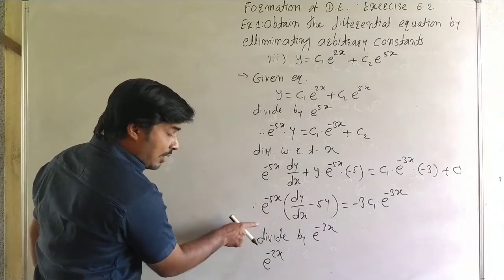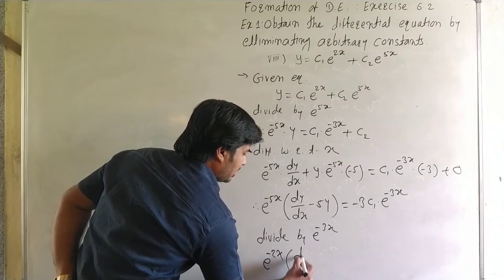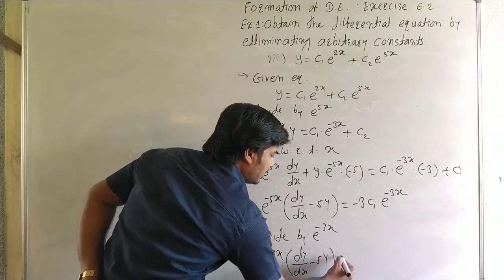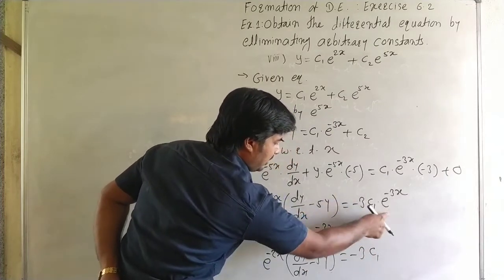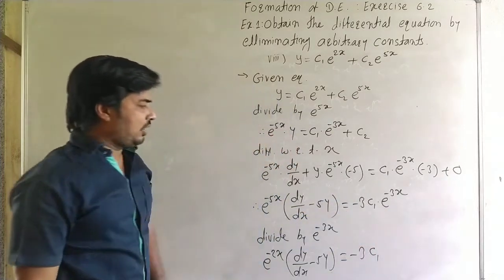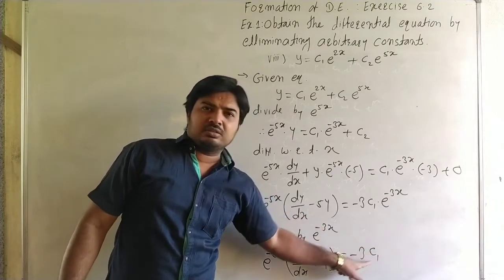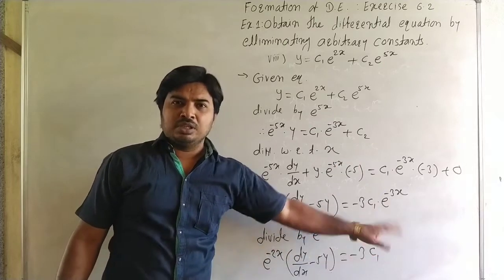e to the power minus 5x upon e to the power minus 3x is e to the power minus 2x, and it is equal to minus 3c1, divided by e to the power minus 3x. Now this c1 is an arbitrary constant, the RHS is completely constant. When we differentiate, it will be 0.